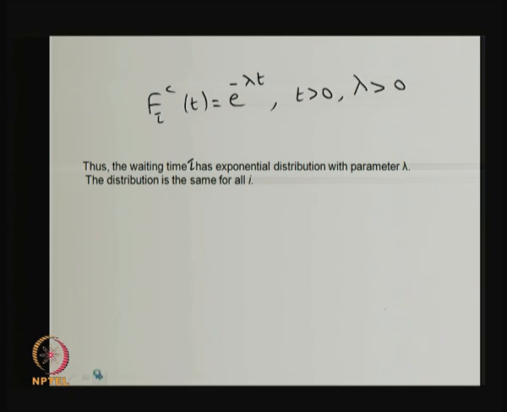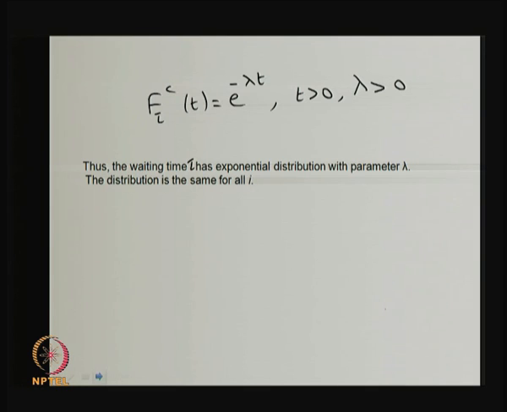And you know that if the CDF of the random variable is 1 minus e power minus lambda t for t greater than 0 and lambda greater than 0, then that random variable is an exponentially distributed random variable. So, we can conclude the time taken by the system staying in the state i is exponentially distributed. That is a continuous random variable whose distribution is exponential distribution with the parameter lambda.